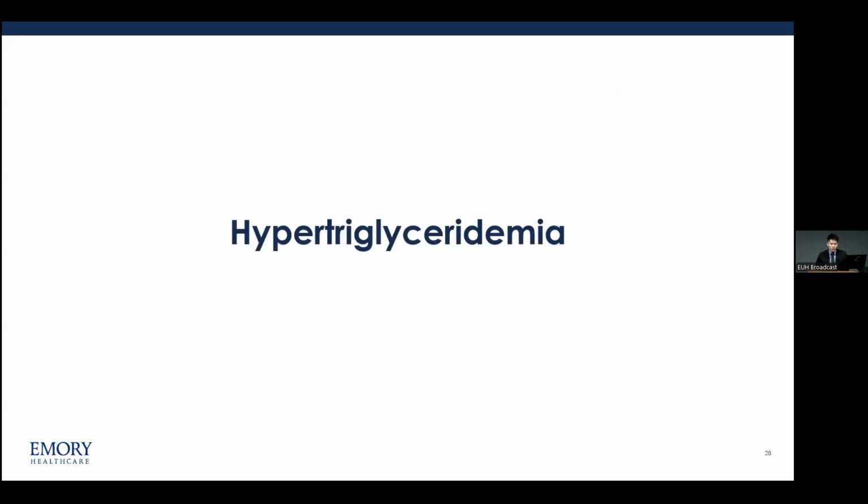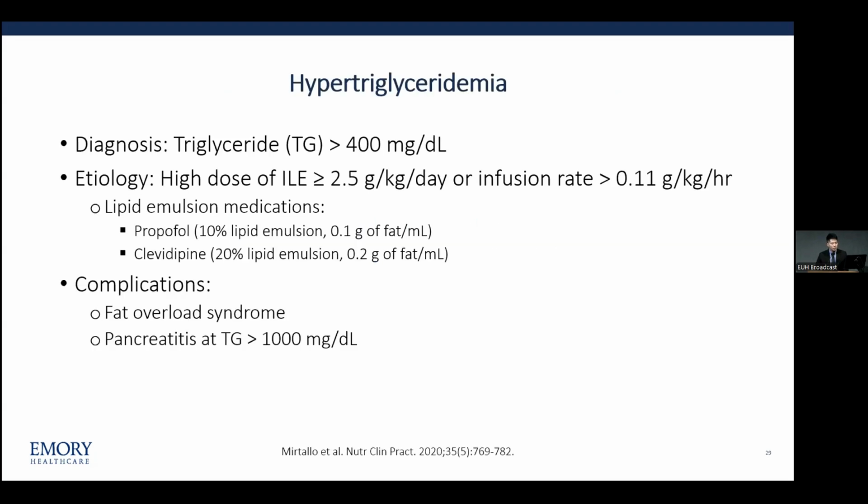Let's start with IOE-induced hypertriglyceridemia. Hypertriglyceridemia is diagnosed at triglyceride level greater than 400 milligrams per deciliter. The etiology may stem from high dose of IOE greater than or equal to 2.5 grams per kilogram per day, or an infusion rate greater than 0.11 gram per kilogram per hour. This can also be due to additional lipid emulsion medications such as propofol, a 10% lipid emulsion providing 0.1 gram of fat per ml, or clevidipine, which is another 20% lipid emulsion providing 0.2 gram of fat per ml.